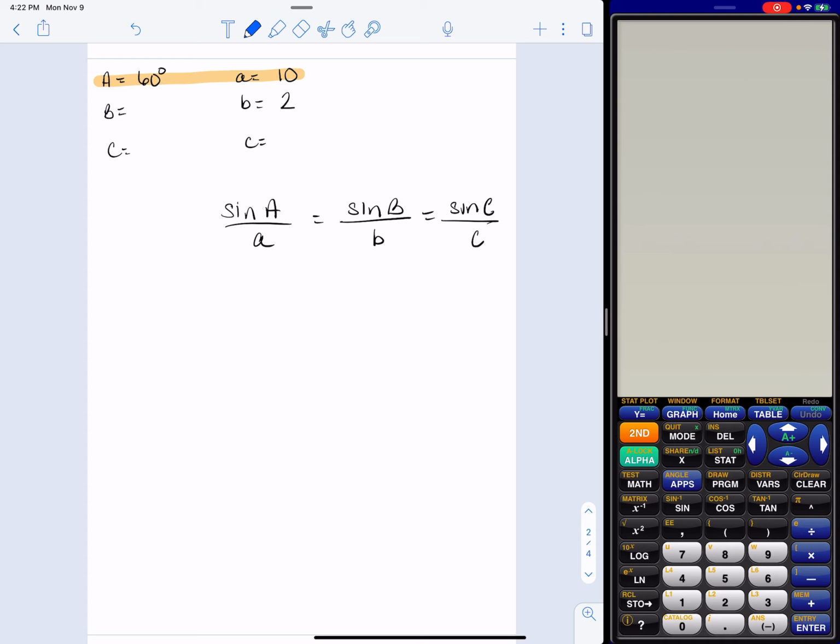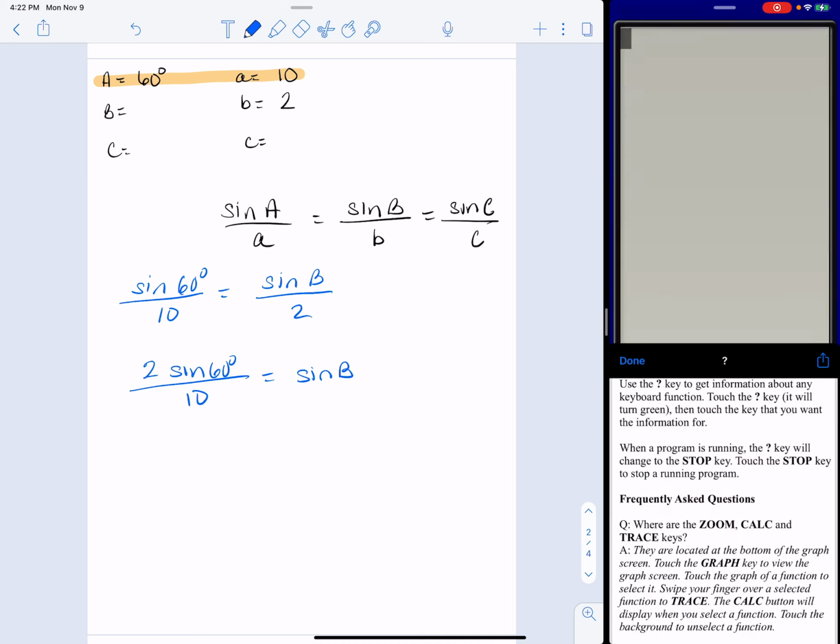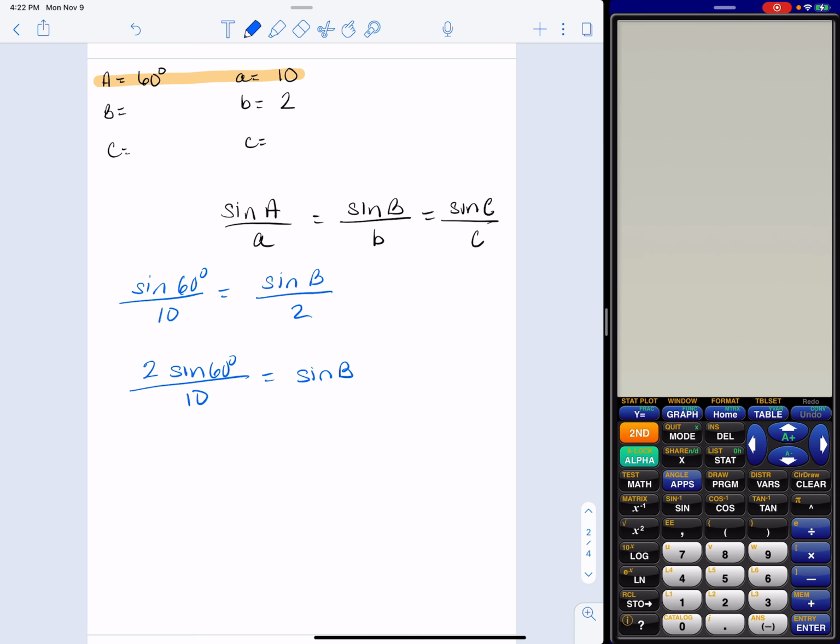So remember, we take these two at a time. So I'm going to say that the sine of 60 degrees over 10 is equal to the sine of unknown angle B over 2. And that tells us that 2 sine 60 over 10 is equal to the sine of B. Or we could just cross multiply, and we end up at the same place. So I'm going to figure out what 2 sine of 60 divided by 10 is, and it's that decimal right there.